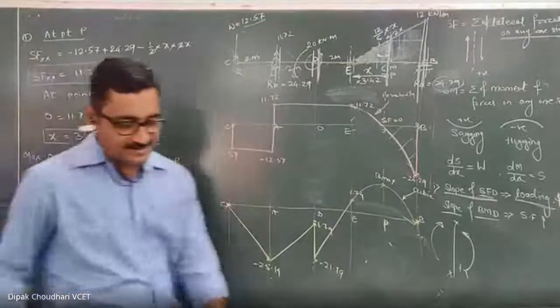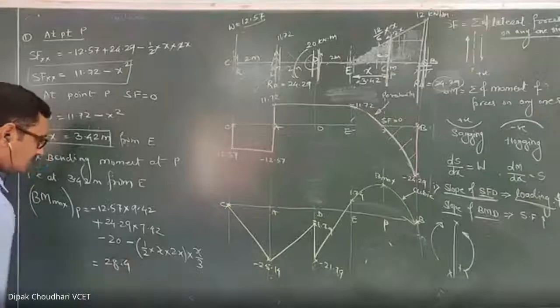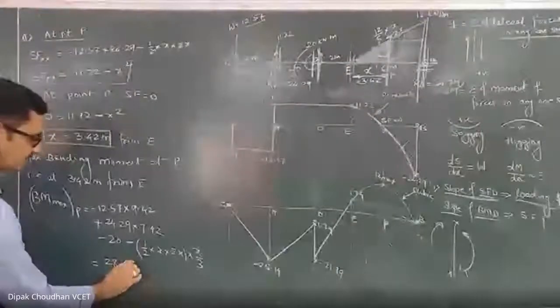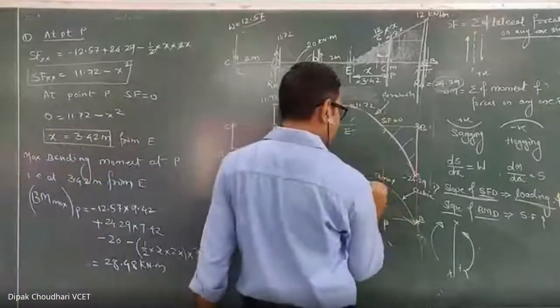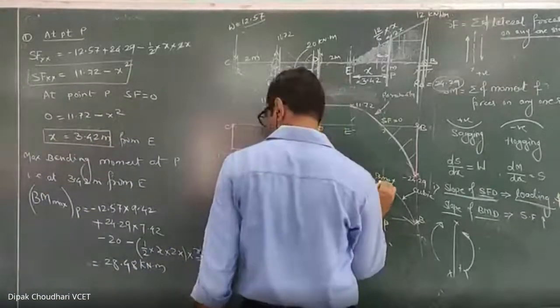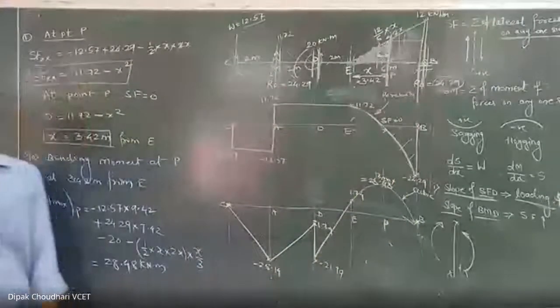Sir, it's 28.8. How much? 28.48. 28.48 kilonewton meter. So it is the maximum bending moment. Here you write down 28.48. Okay. Any doubt?